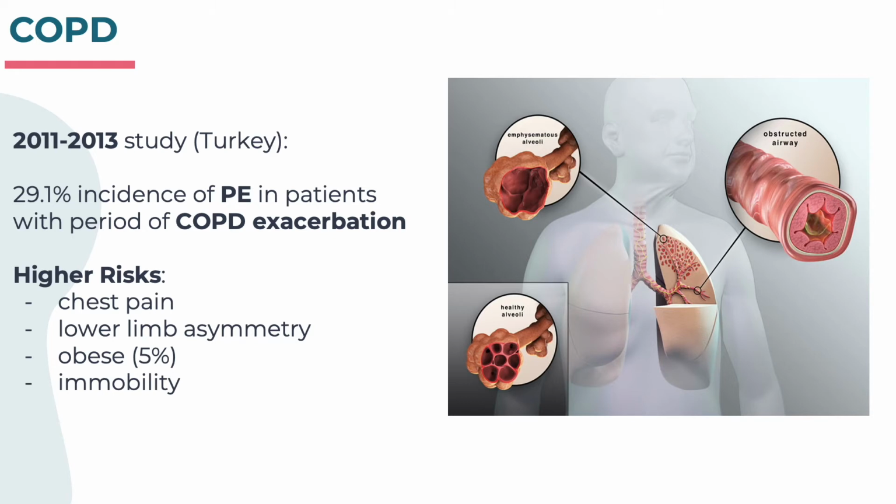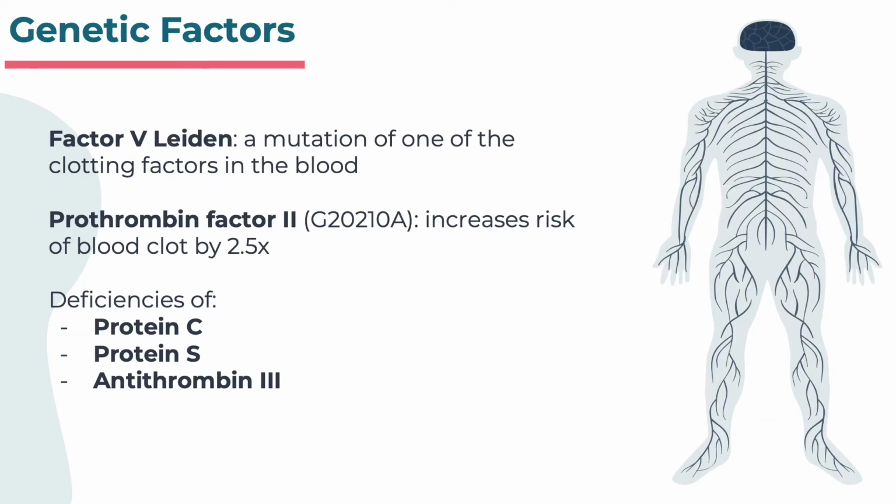Individuals complaining of chest pain, who are obese, immobile, or have lower limb asymmetry were at a higher risk of having pulmonary embolisms. To learn more about COPD, take a look at our channel and search for the Shortness of Breath webinar. There are also genetic factors that may contribute to pulmonary embolism incidences.